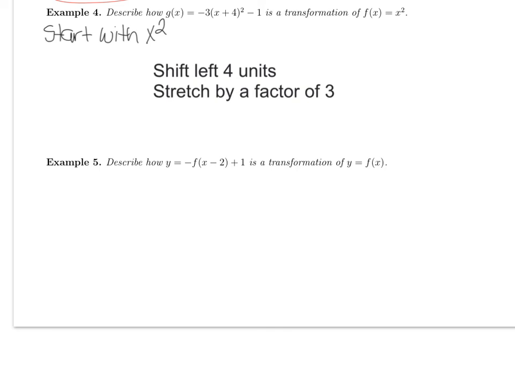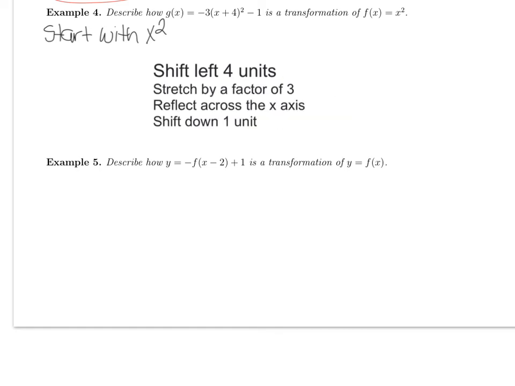And then what about that negative sign? That negative sign tells us that we reflect across the x-axis, right? That negative sign is in front of the function. It didn't happen in front of the x, so it's a reflection across the x-axis, not the y-axis. And then lastly, what about that minus 1 at the end? That tells us that we shift down 1 unit.